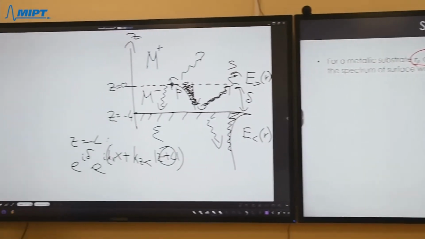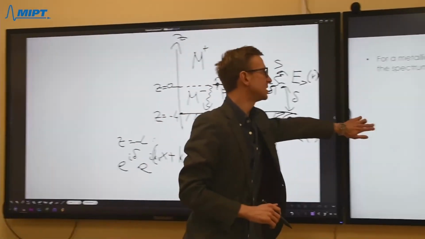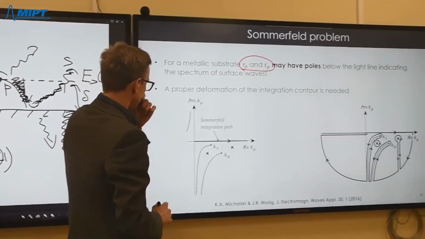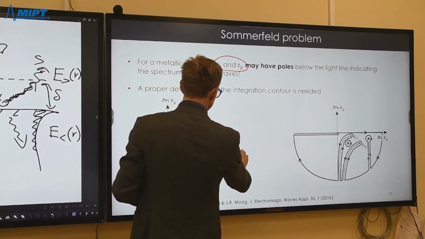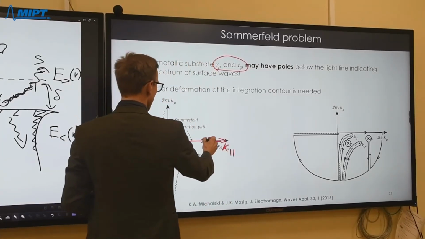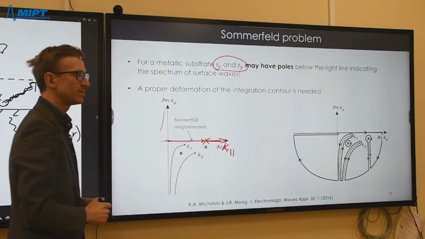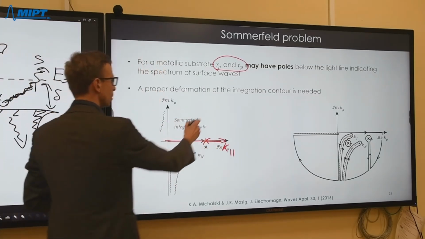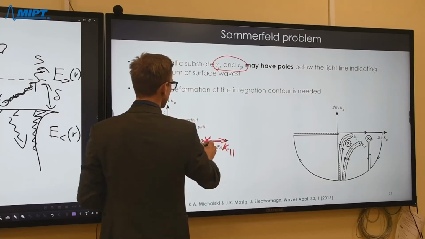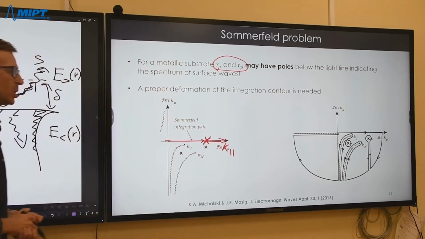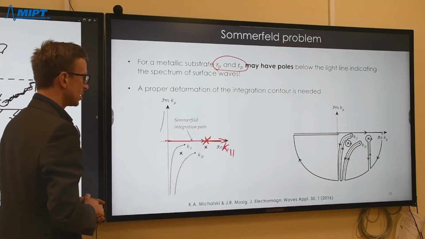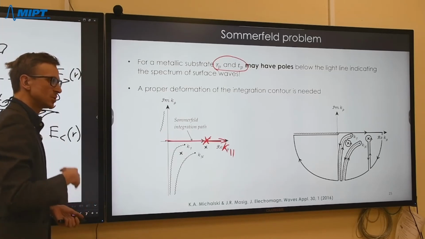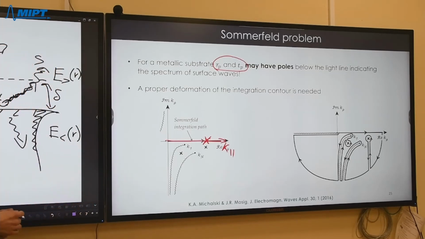And when we perform the integration, we're going to see that our integration contour, so this is K parallel, has a pole exactly on the real axis. If the substrate is lossless, then this pole of the reflection coefficient will appear exactly on the real axis. And we have to do something with this pole. We cannot integrate just straight across the pole. We cannot do that. So what we need to do is deform the integration path in a certain way.